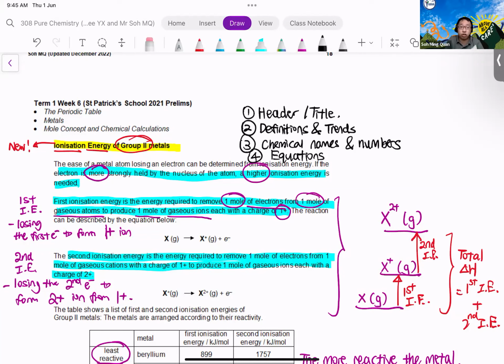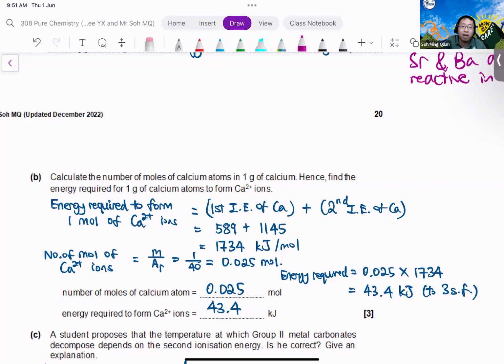Okay, now if you go to part B, I'm sure you can tell by now, this is exactly what I was referring to, right? To form Ca2+, you need both the first and the second IE. So the energy required to form 1 mole of the ions is first IE plus second IE. However, 1 gram is not 1 mole. 1 gram of calcium is just 0.025 moles of calcium.